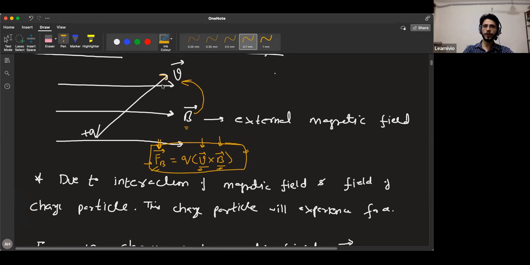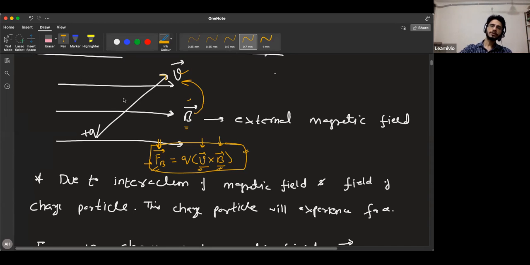The force should be perpendicular to both v as well as B, so there are two options for the force. Either the force will come out of the board, like out of the screen of your laptop or mobile phone, or this force will go inwards into the screen. Whether the force is outwards or inwards, to decide this we will apply the right-hand thumb rule.